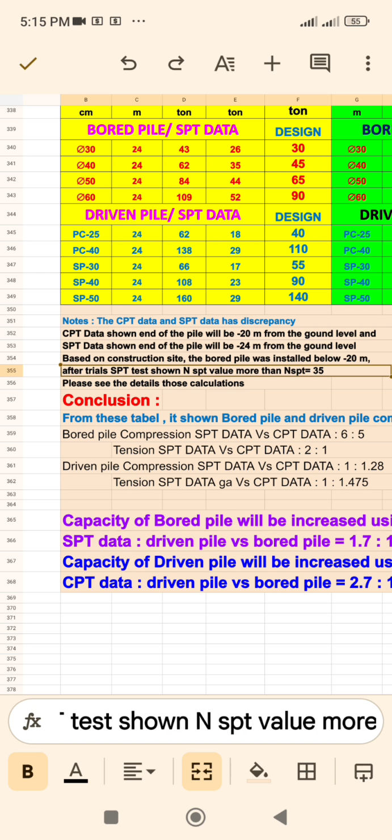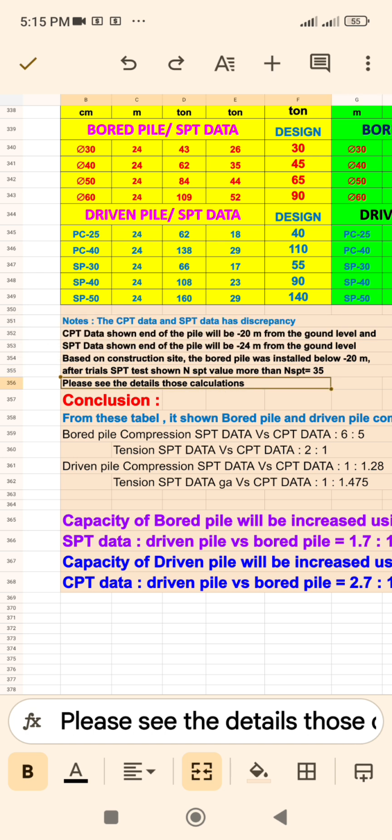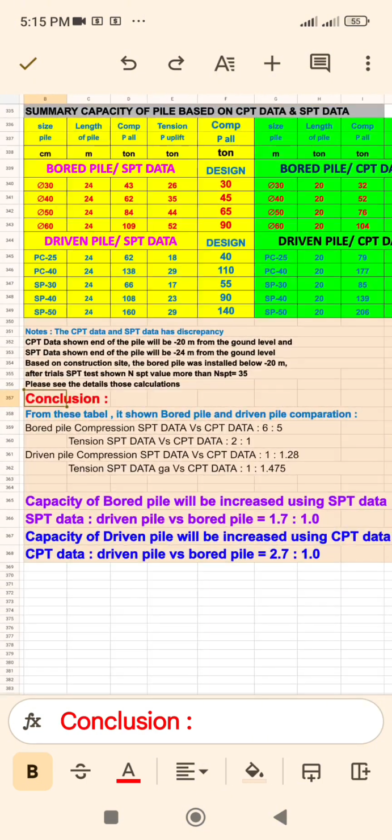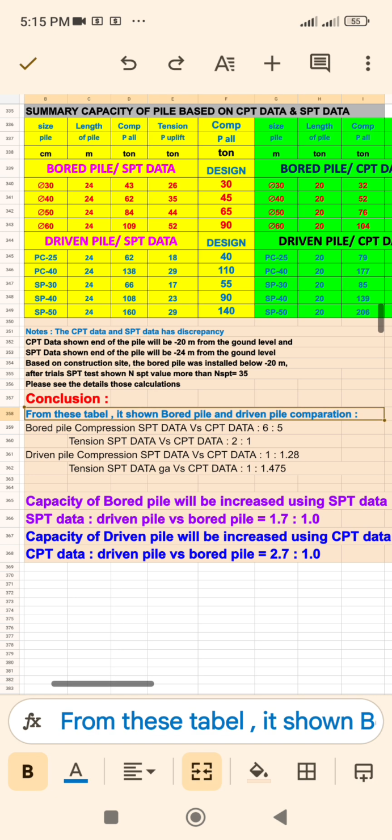Spun pile diameter 30 centimeters, P permit equals 55 tons. Spun pile diameter 40 centimeters, P permit equals 90 tons. Spun pile diameter 50 cm, P permit equals 140 tons.